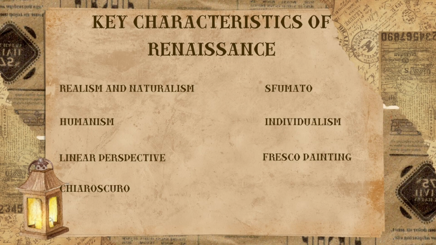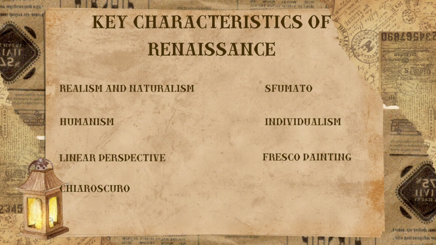Key characteristics of Renaissance art. Realism and naturalism. Renaissance artists aim to depict the world as realistically as possible. They focus on accurate portrayal of human anatomy, facial expressions, and details of the natural world. Humanism. Humanism was a central intellectual movement during the Renaissance that emphasized the value of human reason, education, and individual potential. This perspective greatly influenced the subject matter of Renaissance art, which often featured human figures in various settings.